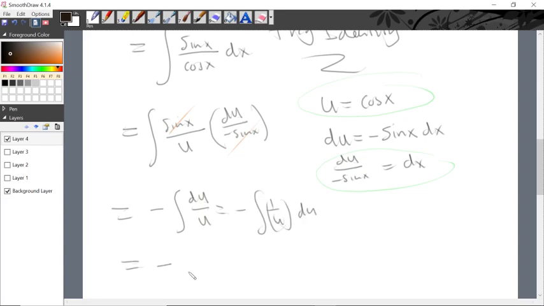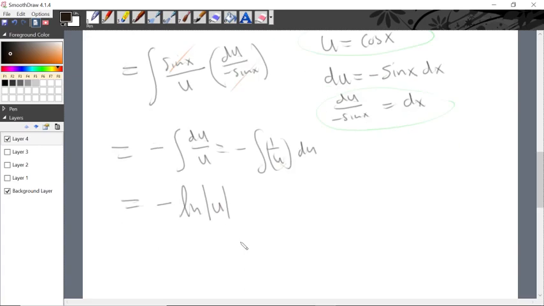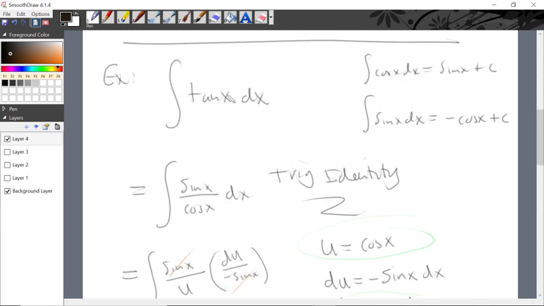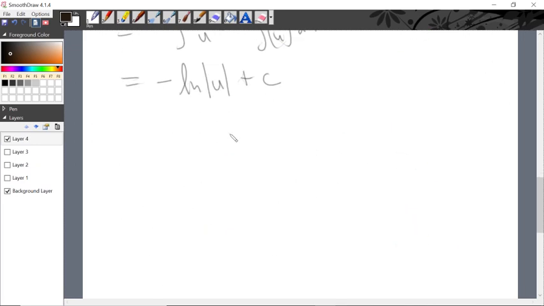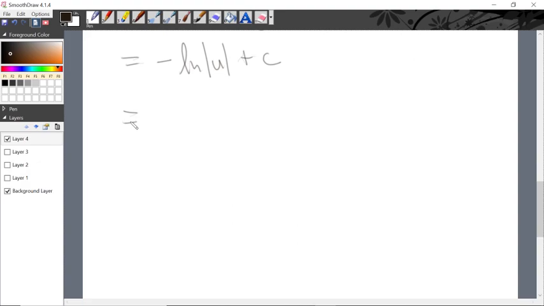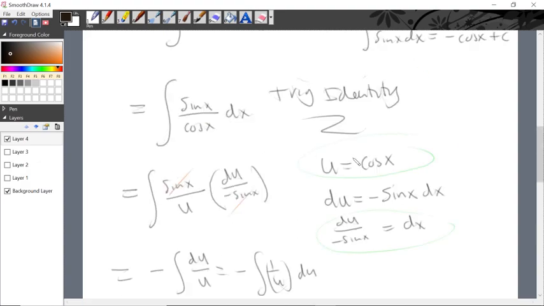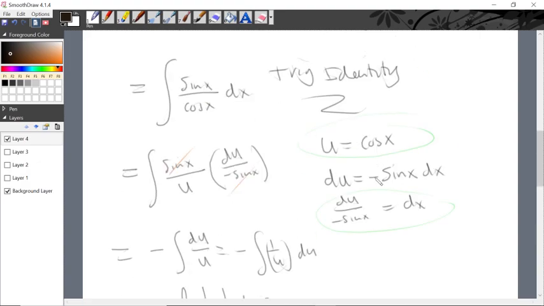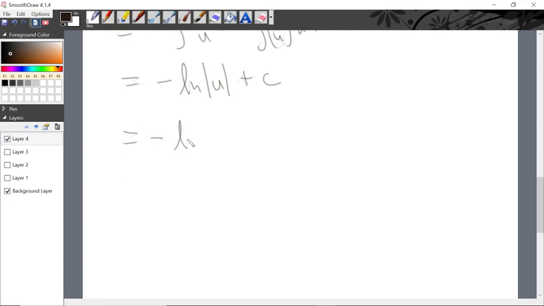So we get negative. The antiderivative of 1 over u is the natural log of the absolute value of u. We need the absolute value there. We don't have bounds here, so we don't know if we might be plugging in a negative quantity. And plus c. But now let's get this in terms of the original variable x, by reversing our substitution. u equals cosine x. So this is negative the natural log absolute value of the cosine of x, plus c. And we can check to see if that's correct.